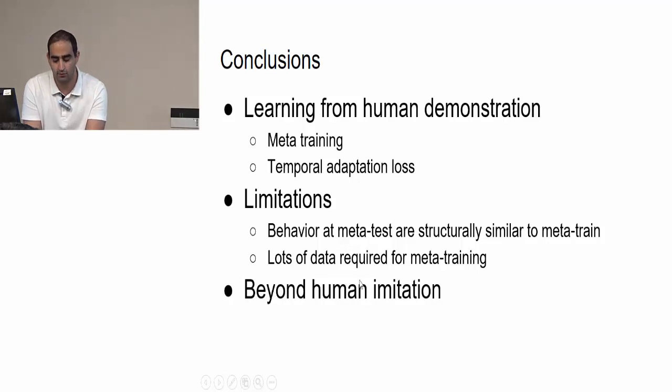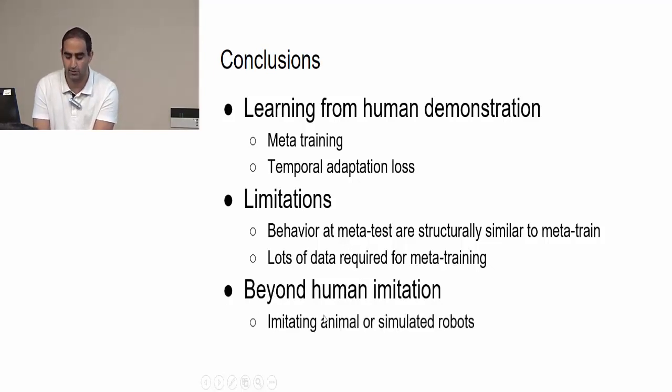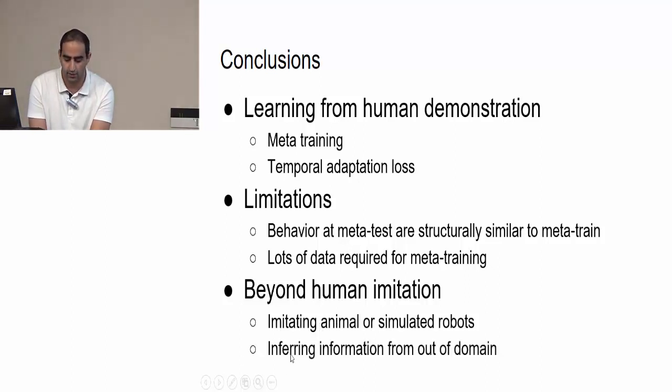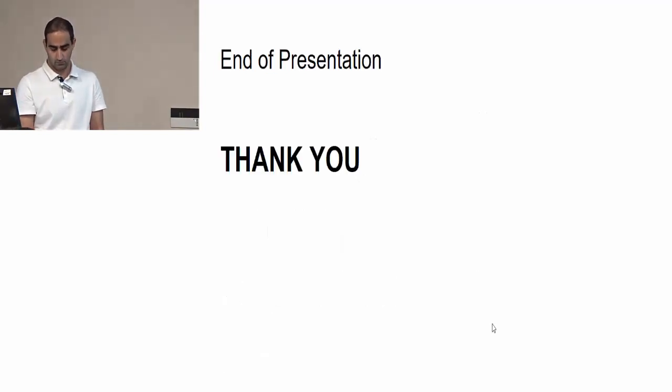And they say that we can use it beyond human imitation. We can imitate animals or also simulated robots from simulation, and we can infer information from out of domain. And that's it.